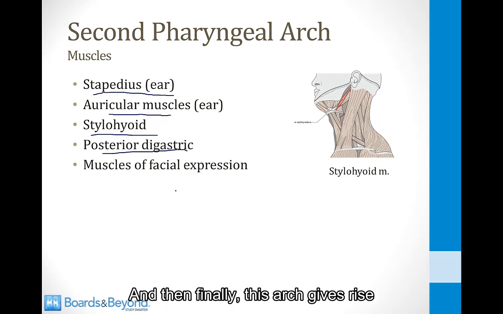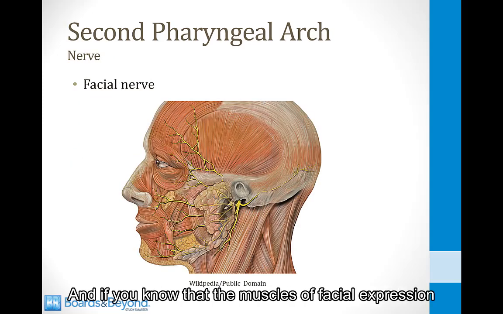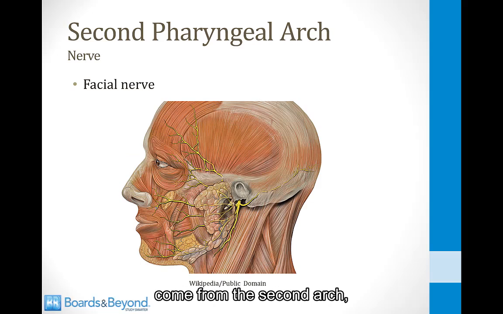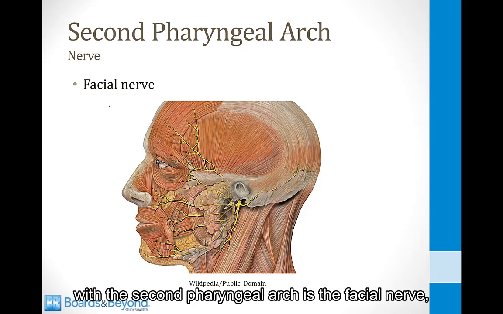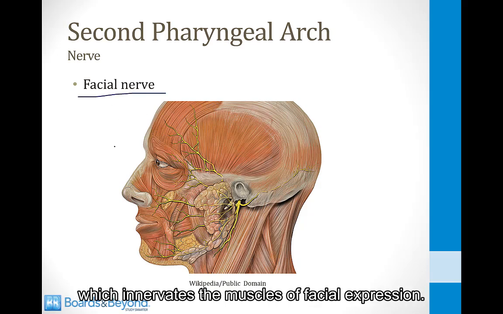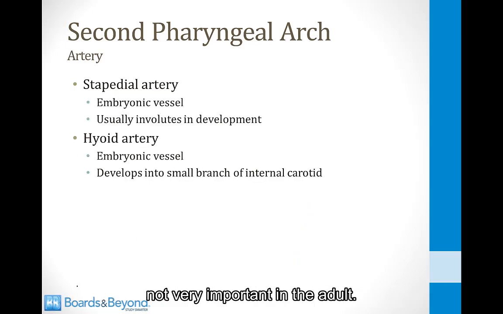And then finally, this arch gives rise to all of the muscles of facial expression. And if you know that the muscles of facial expression come from the second arch, then it's easy to remember that the nerve associated with the second pharyngeal arch is the facial nerve, which innervates the muscles of facial expression. The blood vessels that come from the second arch are not very important in the adult.